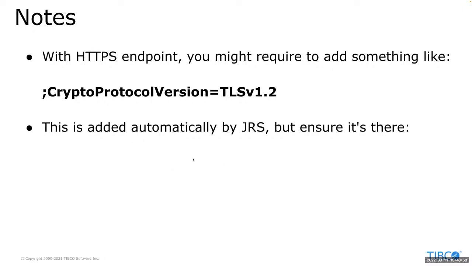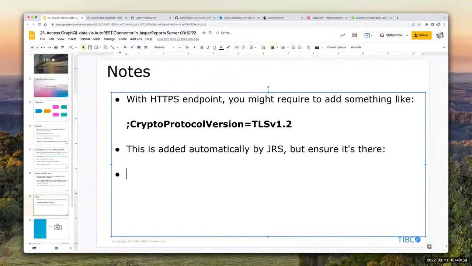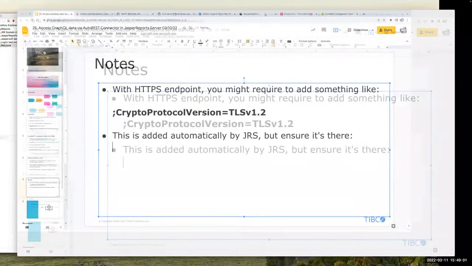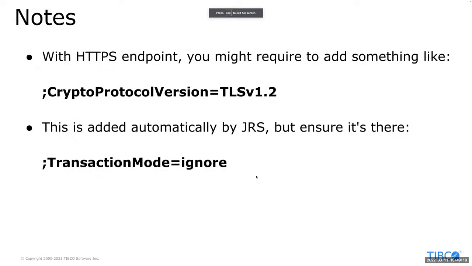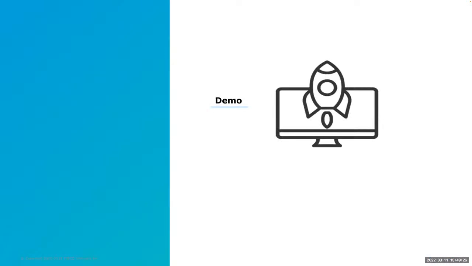That's actually not in the slide. I'm going to fix that now. So that would be transaction mode equal ignore, and we'll see that in JRS anyway. This is done automatically, but you might need to add it if you do it differently. So that's just an additional property, and that's it. So we can go straight to the demo.